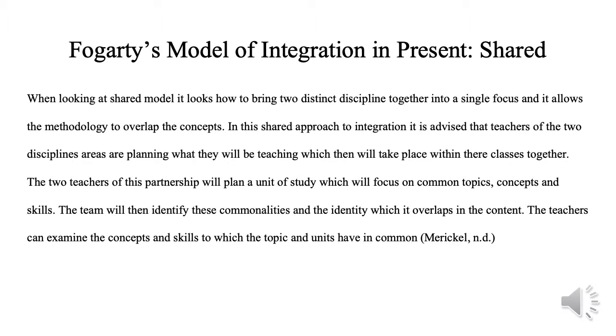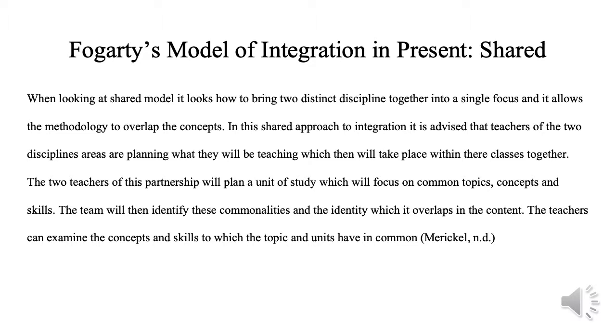Looking at the Fogarty model of integration, the presentation is going to be unpacking the shared model. This links with the multidisciplinary approach in the curriculum as it connects two distinct disciplines together, which are able to focus on a single theme such as maths and arts, which is the shared approach. It integrates with one another, and the teachers of the two disciplines can come together and plan what they will be teaching in that unit, which then will take place in their class.